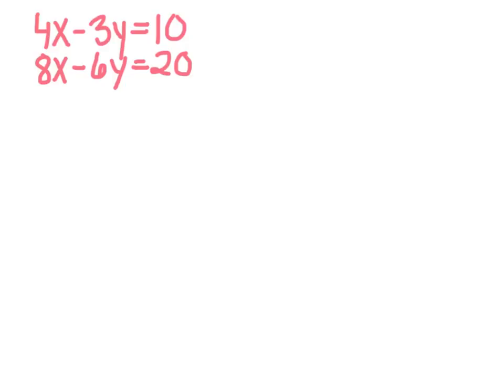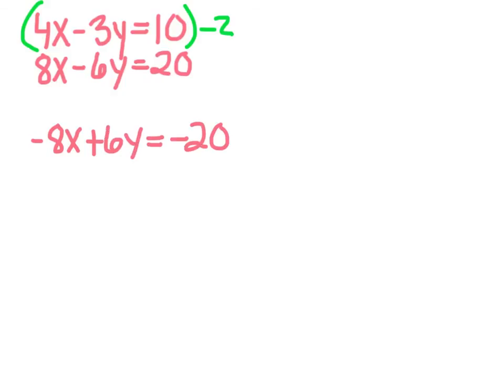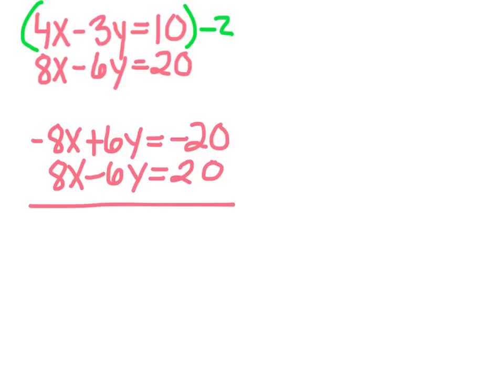Alright, I want to do one more elimination example. I have 4x minus 3y equals 10 and 8x minus 6y equals 20. So let's eliminate x by multiplying this first equation by negative 2. That way we have negative 8x and positive 8x, which eliminates. So I have negative 8x plus 6y equals negative 20. And then if I copy down the second one, 8x minus 6y equals 20, and add them together, I get 0 plus 0 equals 0.